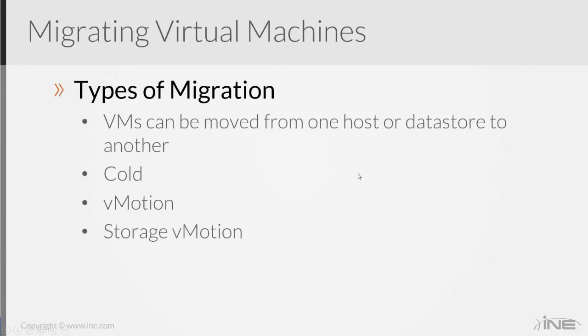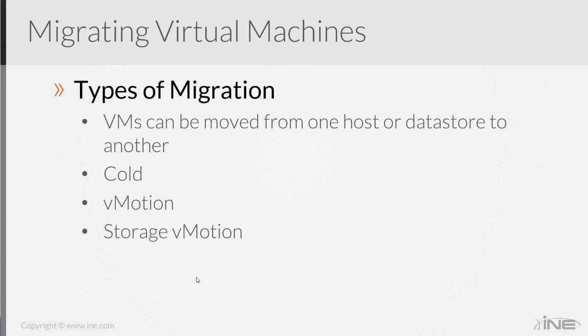Okay, so let's get started with this. We have a few different types of migration here. We have cold migration, we have a vMotion migration, and then we have storage vMotion. These are the different types of migration. So migration really is moving our compute, our memory, and our storage resources from one host to another or from one data store to another.